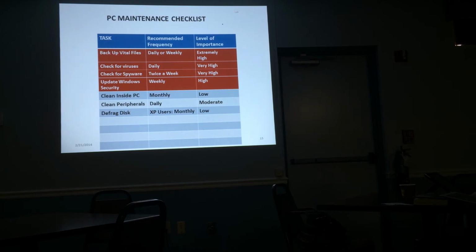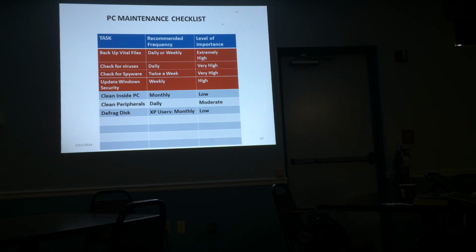Now that normally will happen on Tuesdays, because that's when Microsoft releases, they call it Patch Tuesday, when they do all that stuff. And the level of importance is pretty high. It's not extremely high, but it's high. Clean inside your PC monthly. That's low importance compared to the others, but you should. Clean it out. Get that compressed air can, learn how to take off the cover, clean it out. Make sure there's no dust on your peripherals either.